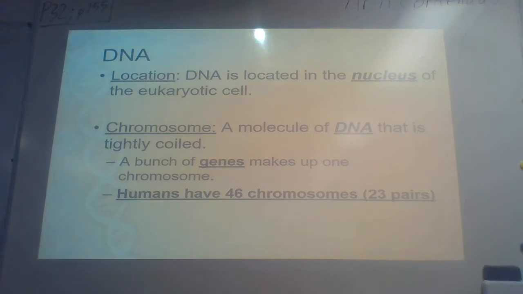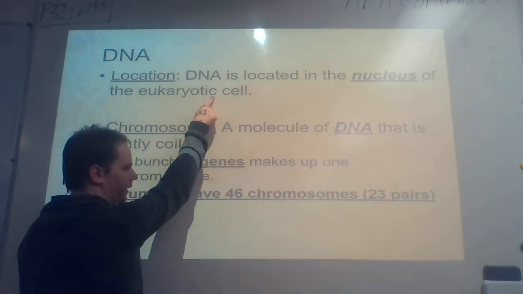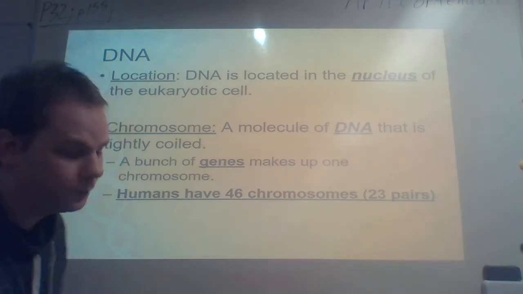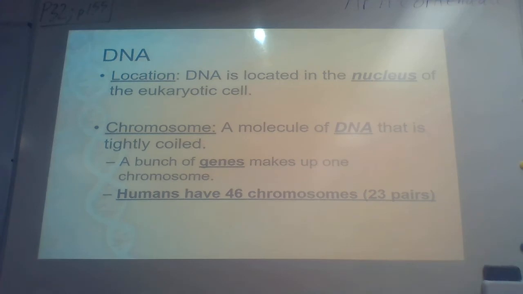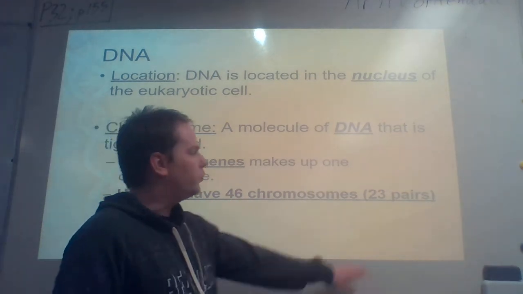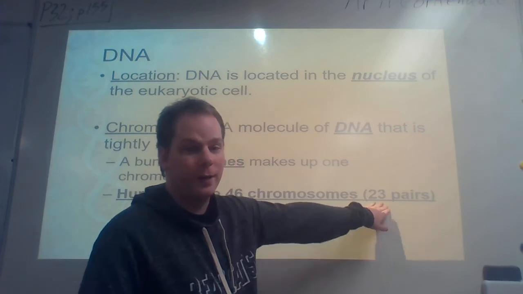Okay, all DNA is found in the nucleus for a eukaryotic cell. For a prokaryotic cell, there is no nucleus. It's just kind of floating around in the cytoplasm. Chromosome is what you get when DNA has been tightly coiled up. Okay, and chromosomes are going to be collections of lots and lots of genes that have been put together. Oh, and then humans, 46 chromosomes, 23 from mom, 23 from dad.